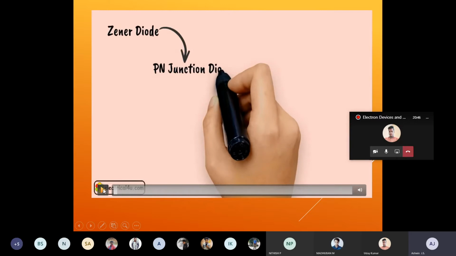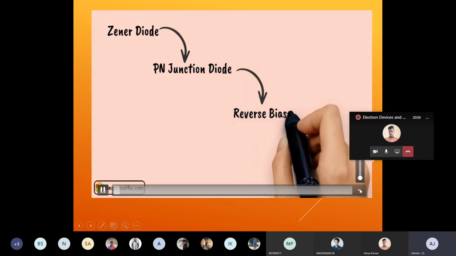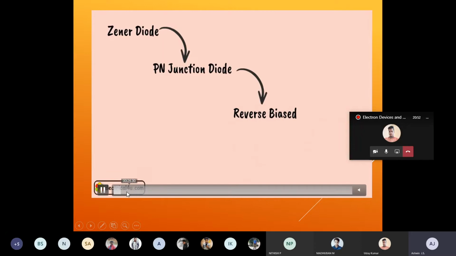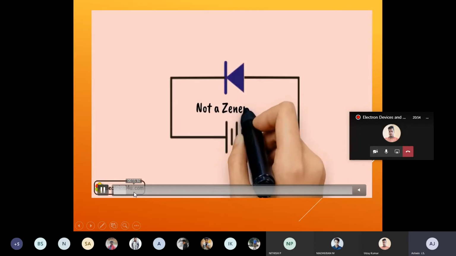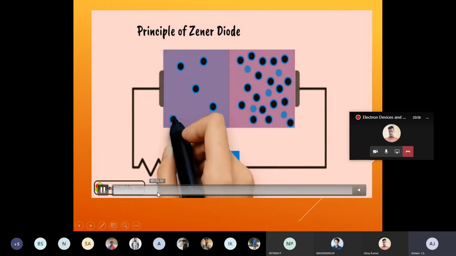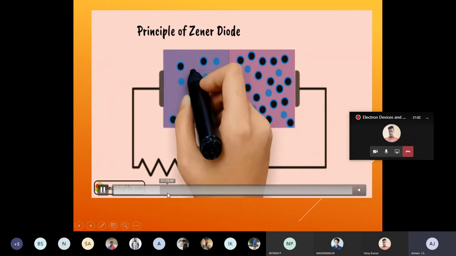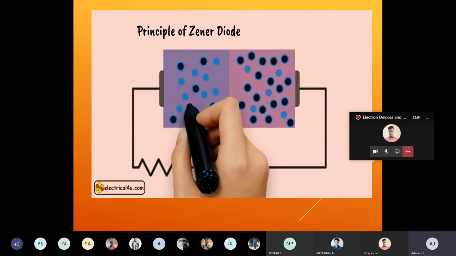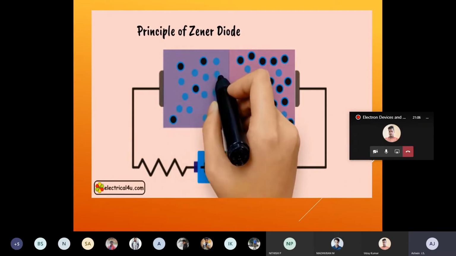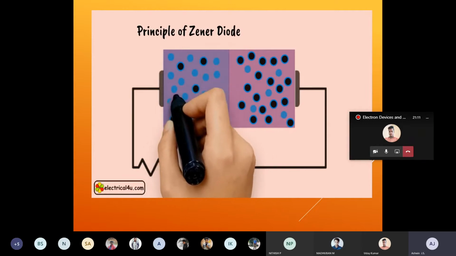So it's a PN junction diode, heavily doped, and it will work under the reverse bias condition. Okay, so this is the Zener. The operation will be the same as the forward bias condition of your PN junction diode. Only in reverse, after the breakdown occurs, the depletion layer becomes reduced.